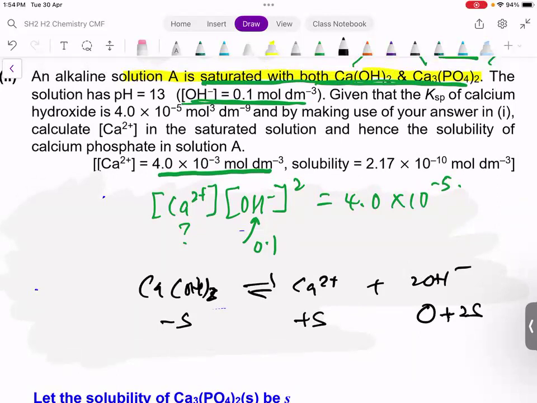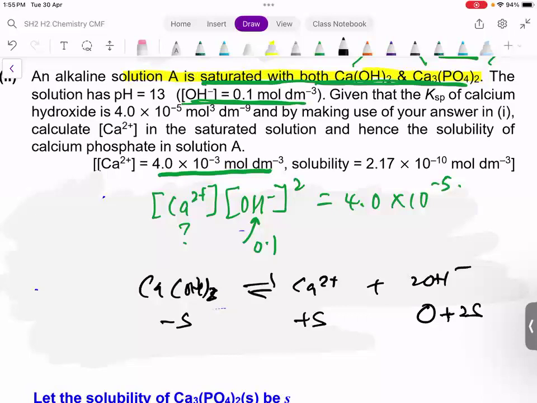Can someone tell Sijie what's wrong with this approach? No doubt, hydroxide only comes from calcium hydroxide. So why can't you use the ice table approach to determine the concentration of calcium 2 plus? What's wrong with it? Who can tell him that? What's wrong with this approach?